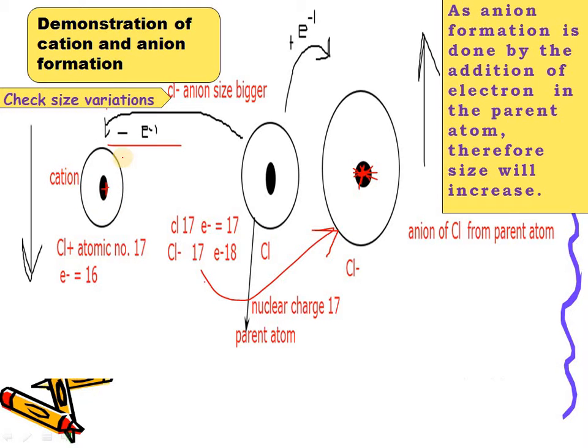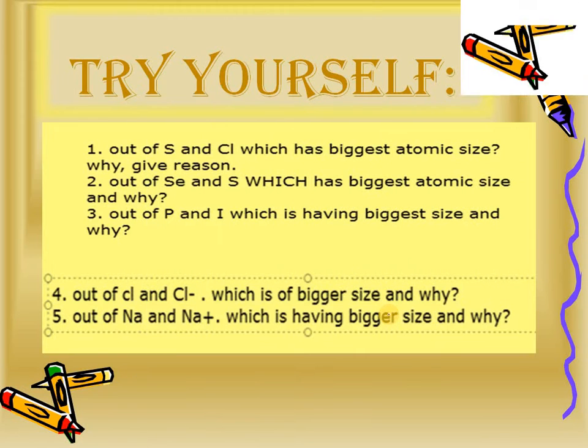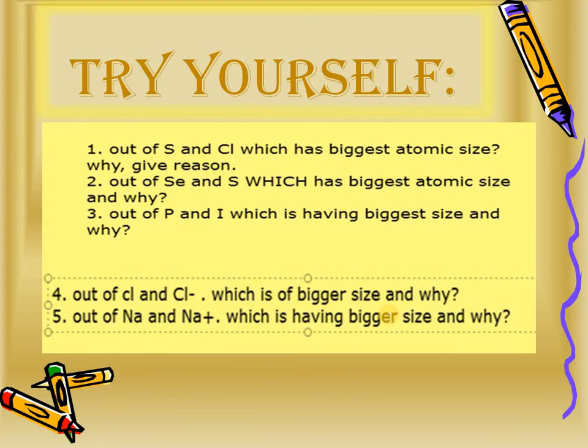So this is the reason that cations are of smaller size. So this is the scenario of cation and anion: cations are of smaller size than the parent atom and anions are of bigger size than the parent atom. Now these questions are for you. Try yourself using these properties which I have discussed with you: atomic size, ionic radii.